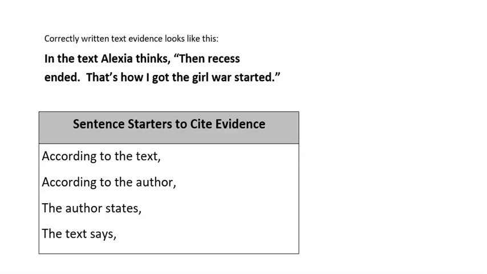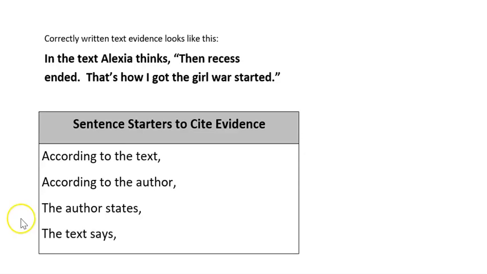You need to have a sentence starter. This tells your reader that you are copying from somewhere else and it's not going to be your own words. Here are 4 sample sentence starters. According to the text, according to the author, the author states, the text says, and then you can do variations of that. The author says, the text states. If you can memorize 3 or all 4 of these, you will be set to have sentence starters in your writing.